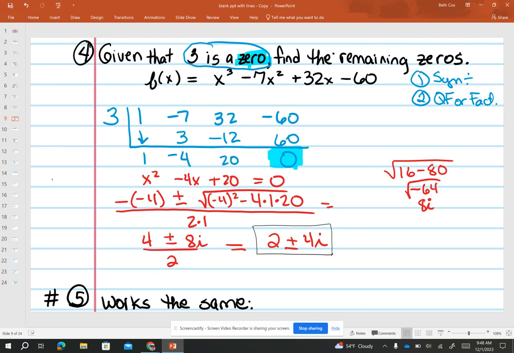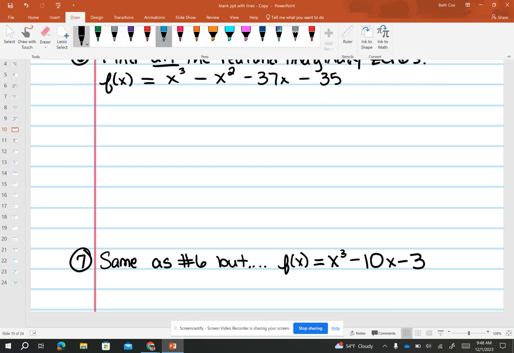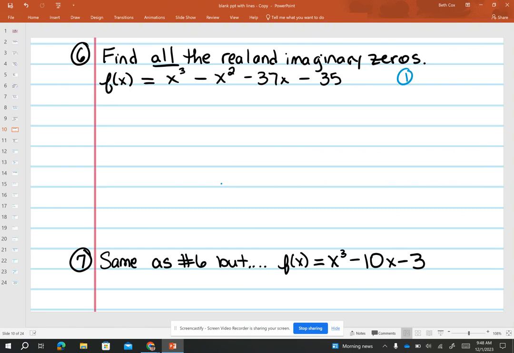Number 5 works just the same. Now, number 6 and 7 are a little different. So we'll do these. These we don't give the first 0. The first 0 is not given. We're going to have to guess it. So this adds a step. The first step this time is going to be list, then synthetic divide, then quadratic formula or factor. Okay, so now where does the list come from?